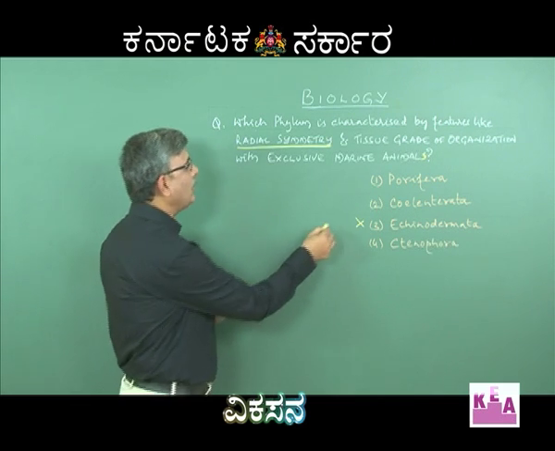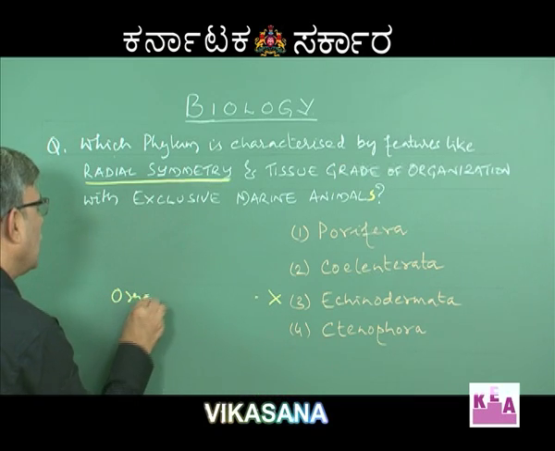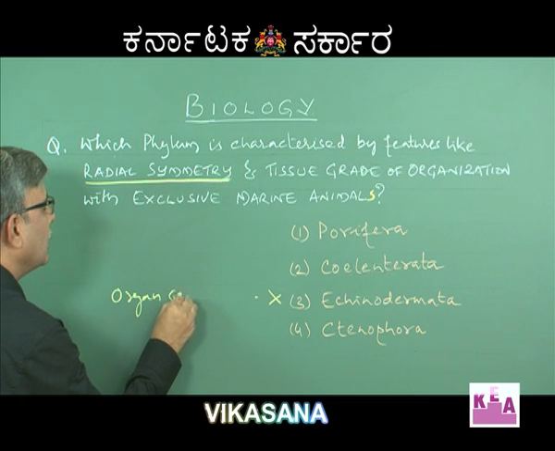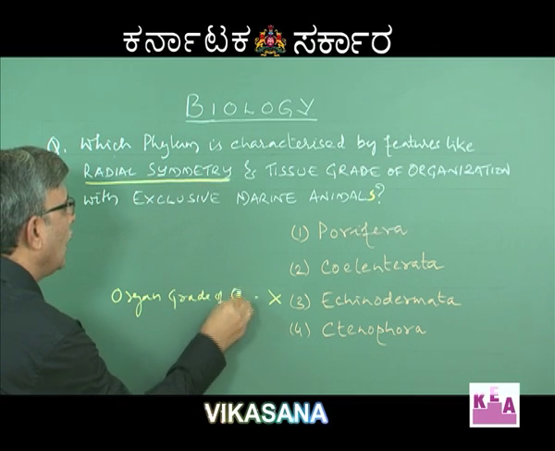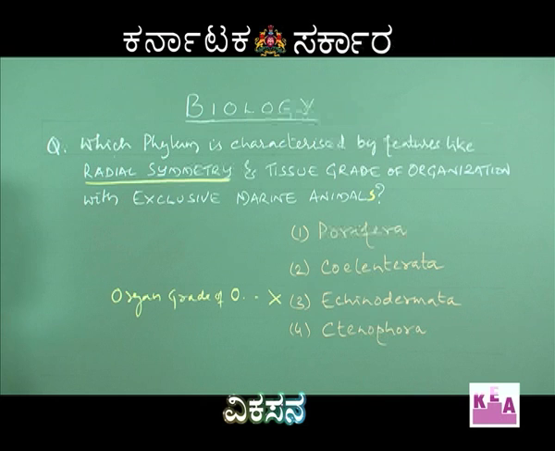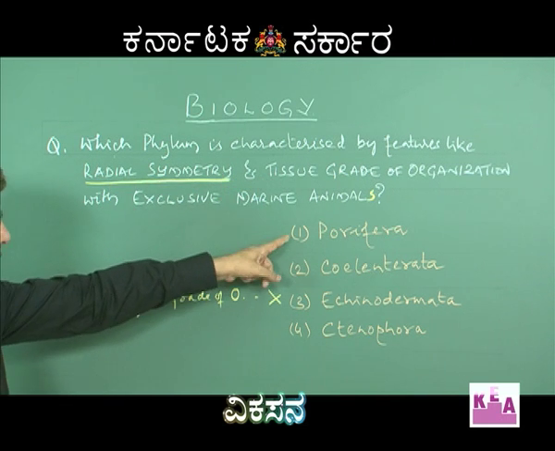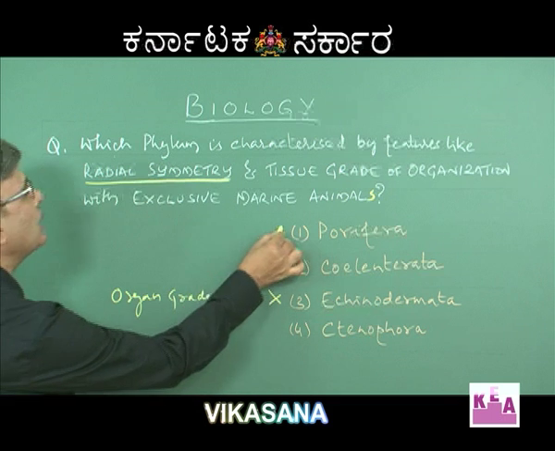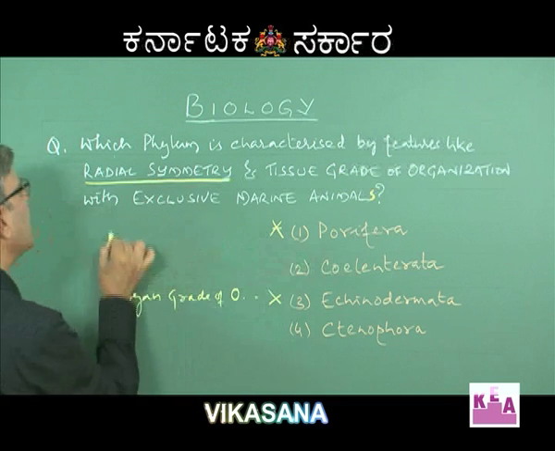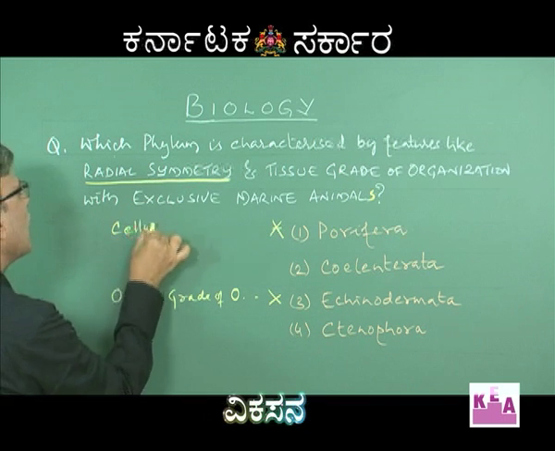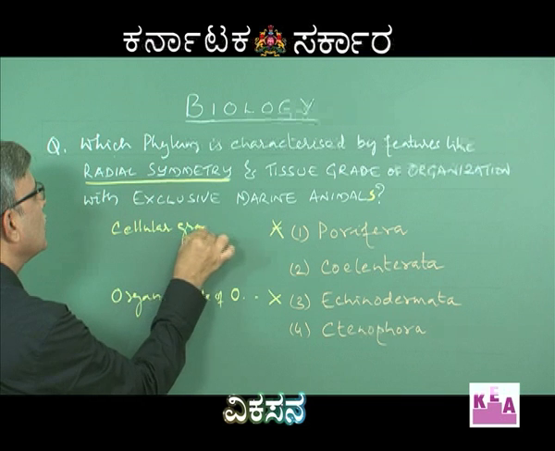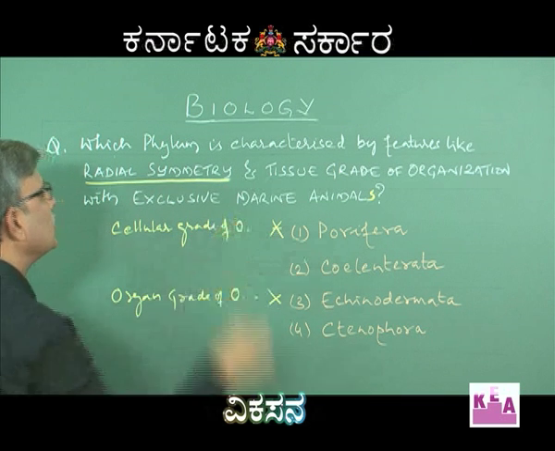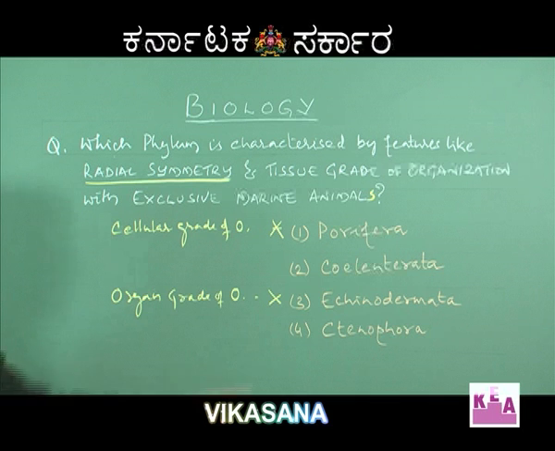So in Echinodermata, we are going to find organ grade of organization. Radial symmetry, tissue grade. Again, when you talk about Porifera, sponges, this is also not an answer because they exhibit cellular grade of body organization. So either the answer is coelenterates or ctenophores. Now we have come to option 2, option 4.